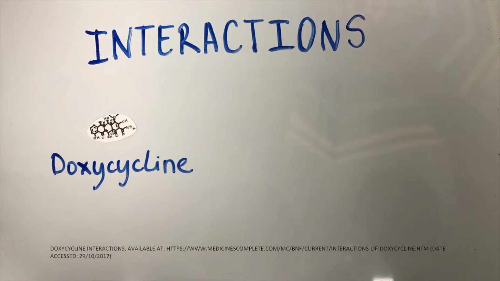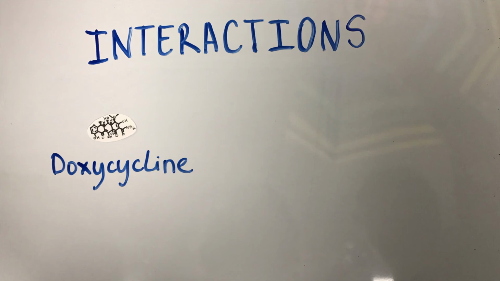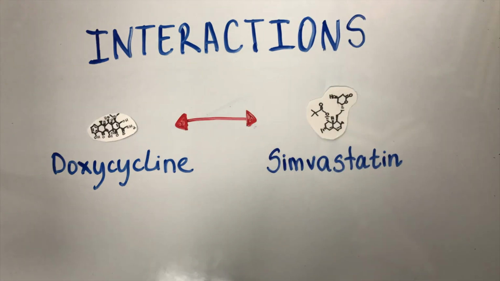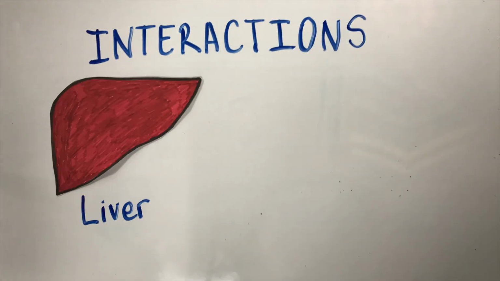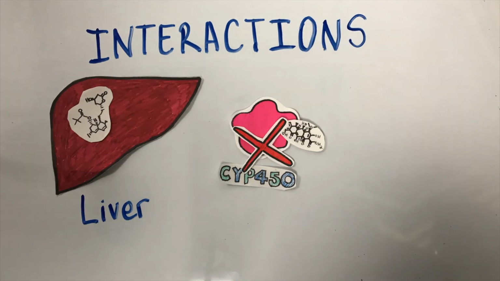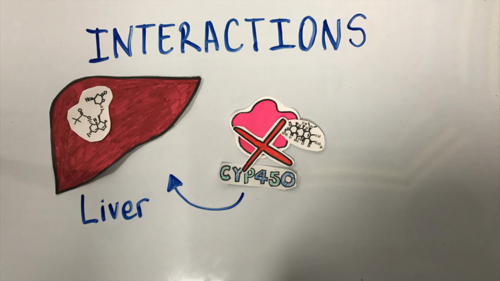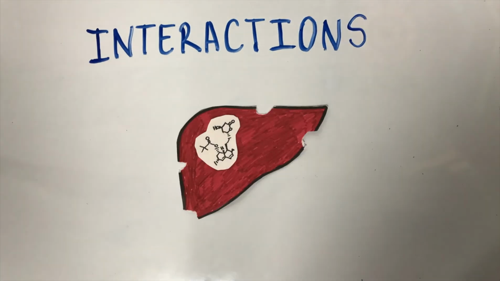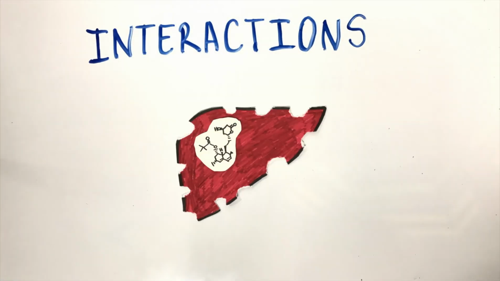There are some important interactions with other drugs to notice. The main drug interaction is between doxycycline and statins, for example simvastatin. Antibiotics generally have an effect on the liver, affecting the cytochrome P450 enzyme. This enzyme metabolizes toxic compounds such as drugs. In presence of doxycycline, this enzyme is inhibited, therefore statins are not metabolized. This leads to chemically induced liver damage called hepatotoxicity.